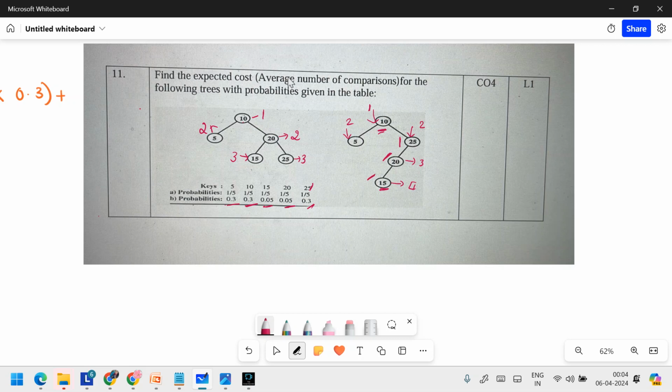So if I want to find the cost of, let's say, tree 1, it is the comparison. So for 10 it is 1 and its probability is 0.3. So it is 1 into 0.3 plus. For 5 it is 2 comparisons and its probability is 0.3. It will be given in the problem itself. And for 20 the number of comparisons is 2 and its probability is 0.05.